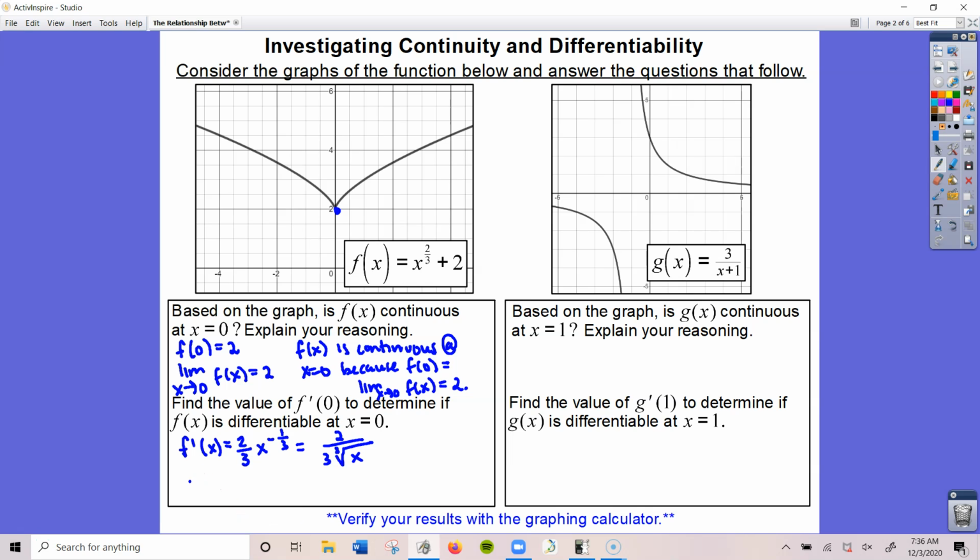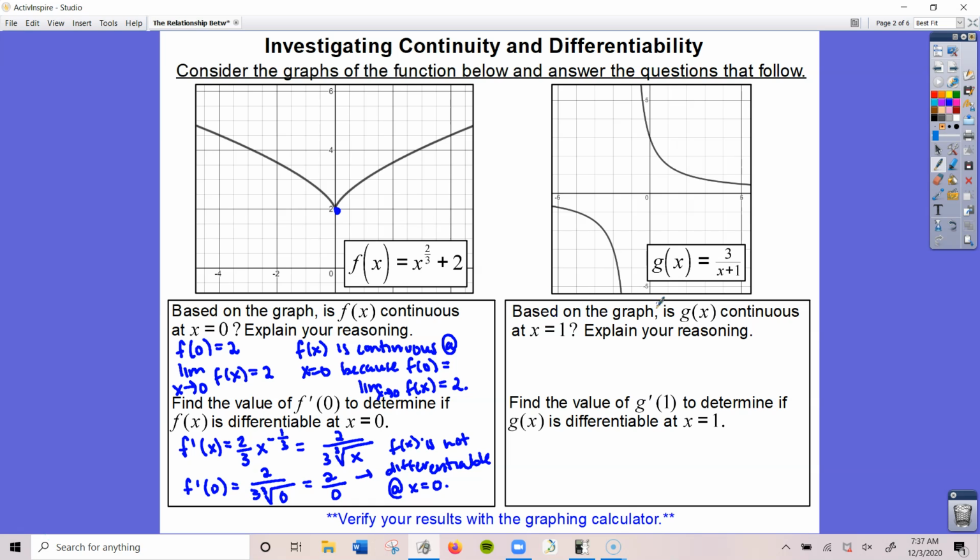And now we're going to go ahead and plug in 0. F prime of 0 would equal 2 over 3 times the cube root of 0. Now that is just equal to 0. So we get another scenario where we have an undefined value for the derivative. This means that f of x is not differentiable at x is equal to 0. So even though my function here was continuous, it's still not differentiable, and we'll discuss that in a bit.